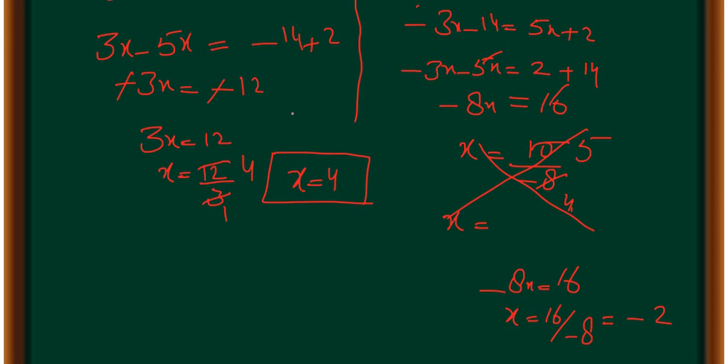There are two answers of x, that is 4 and minus 2. So I hope you understand it properly and solve them properly, and now we have completed chapter number 7.